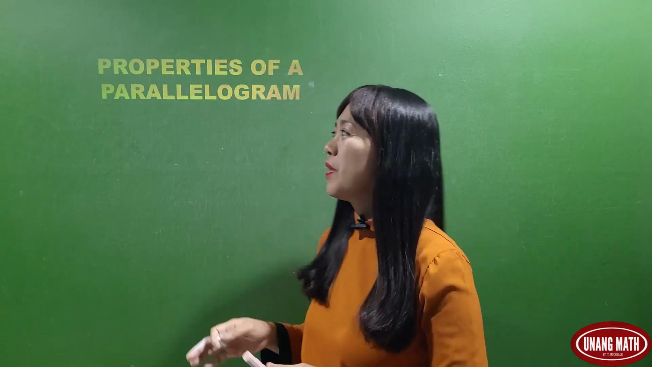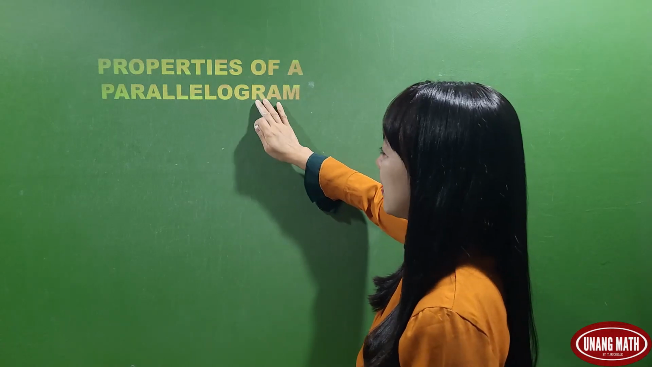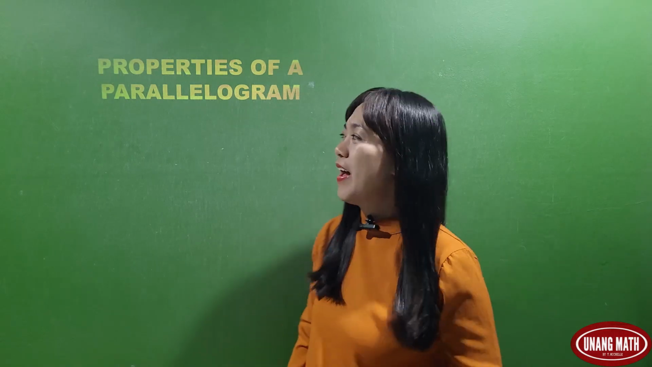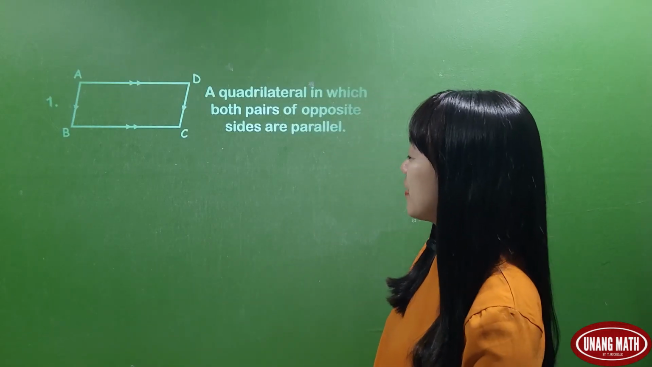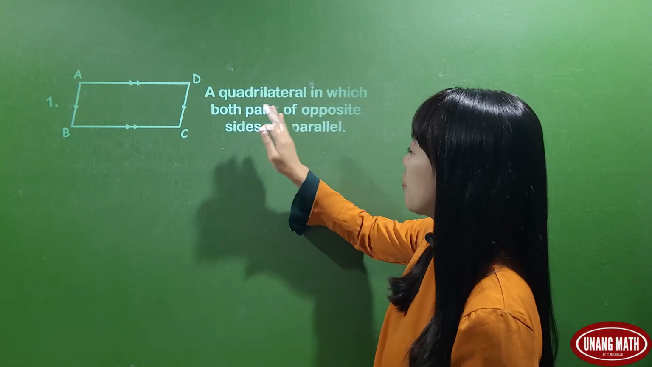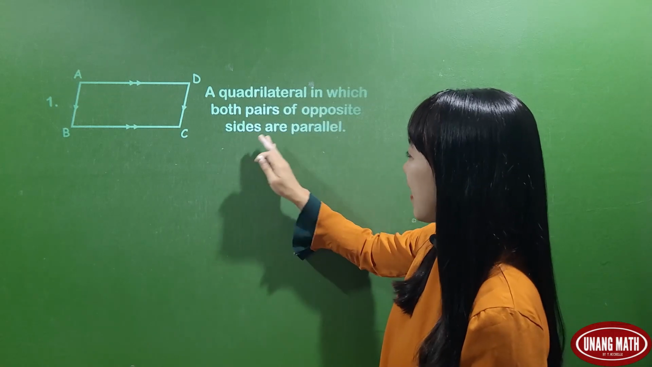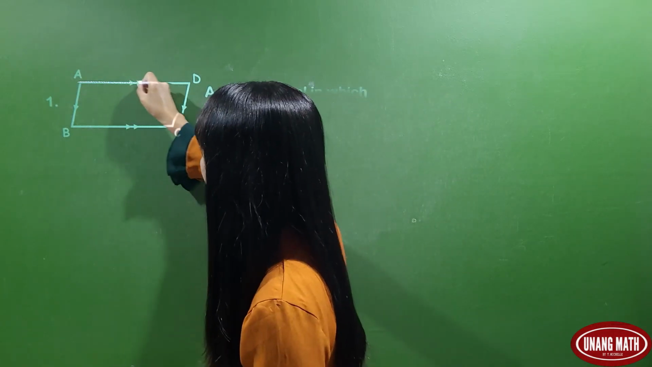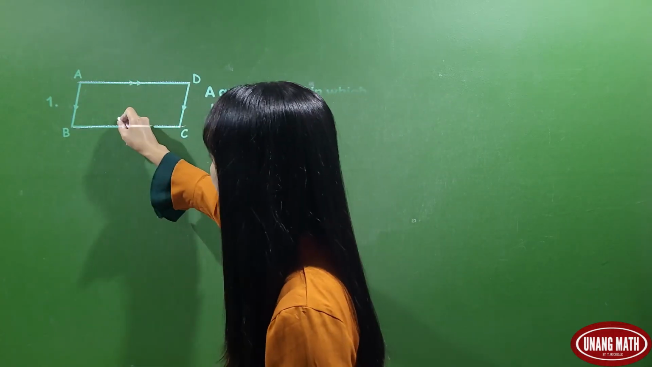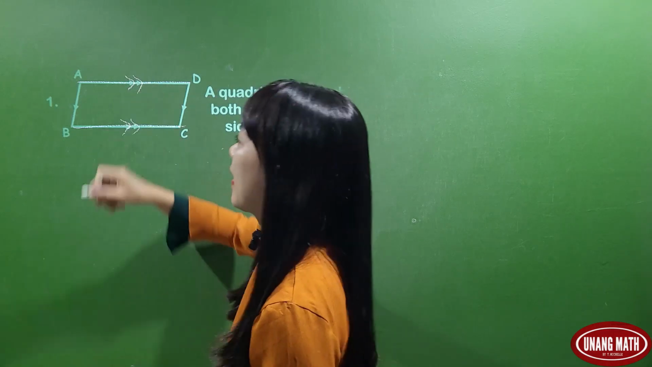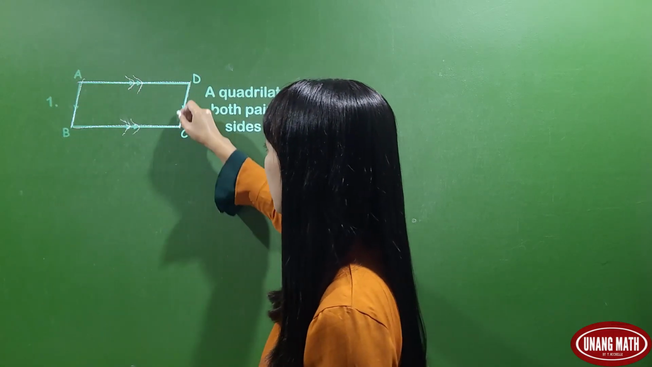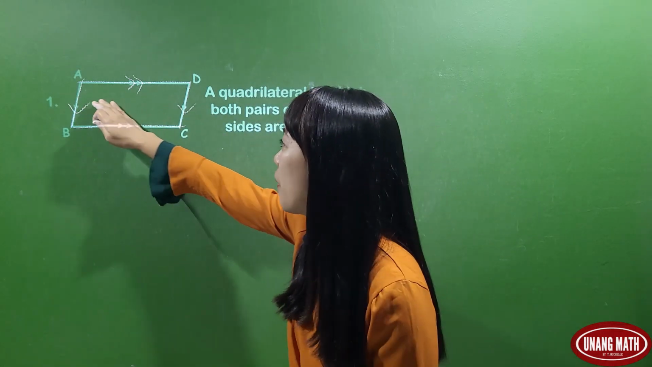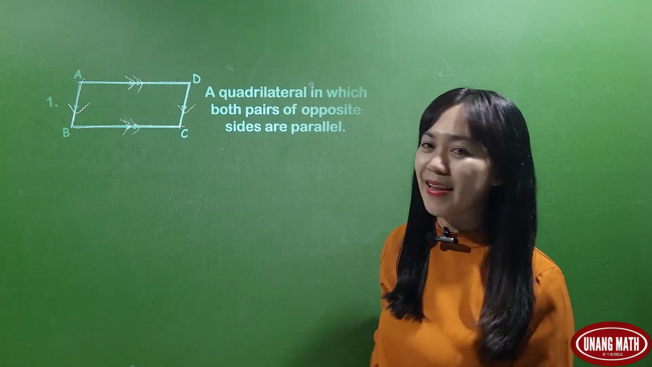In this episode, I will be discussing this lesson about the properties of a parallelogram. When we say parallelogram, this is a quadrilateral in which both pairs of opposite sides are parallel. This side is opposite to this side and these are parallel. This side is opposite to this side, and these are also parallel. So both pairs of opposite sides are parallel.